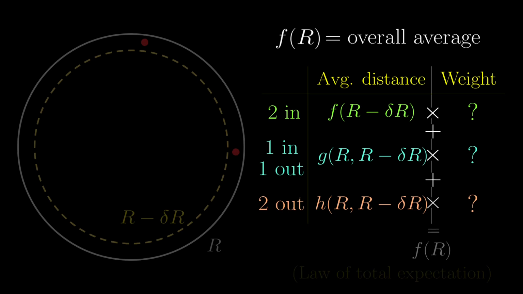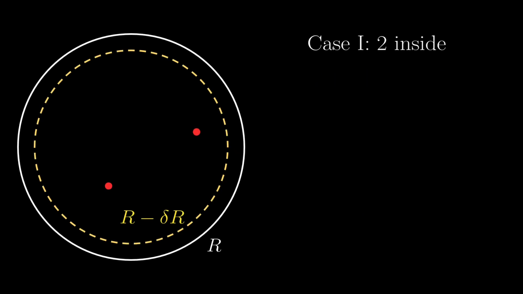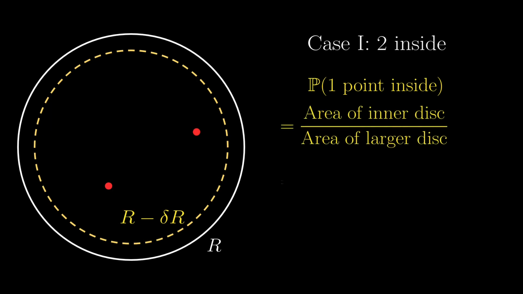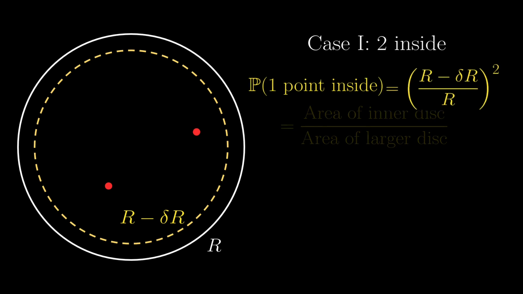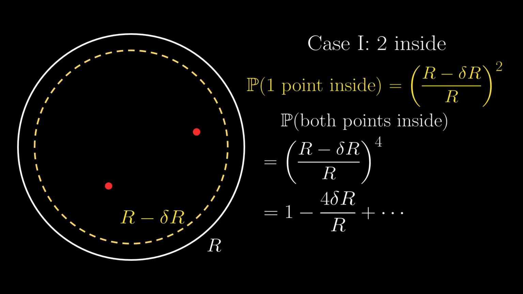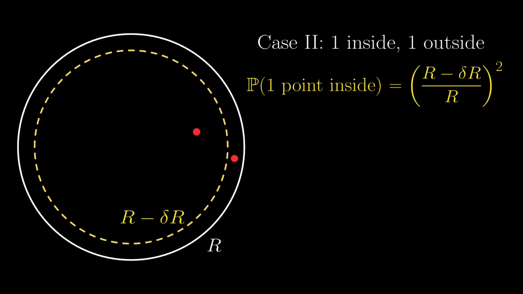We now just need to figure out the probability of each case happening. In the first case, 2 points are inside the inner disk. The probability of any point being inside is the proportion of the area of this inner disk, which is the square of the ratio of the radii. If we need both points to be inside, the probability will be this whole thing squared, and we get the ratio of the radii to the power 4. We can expand this, but for reasons that will become clear shortly, we will ignore terms of higher powers of delta r.